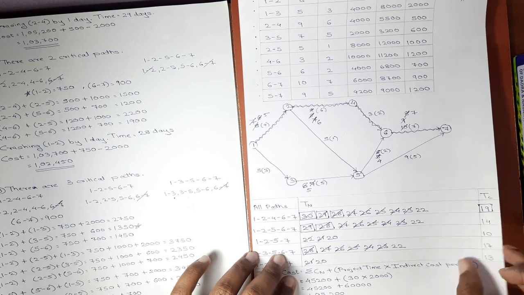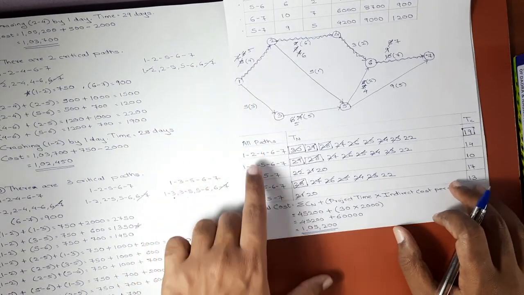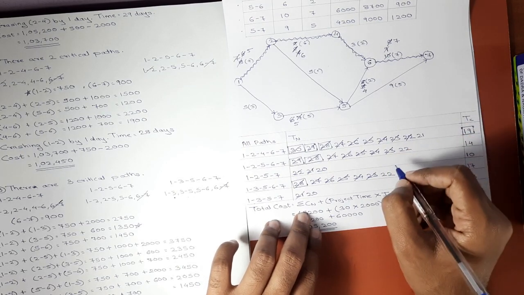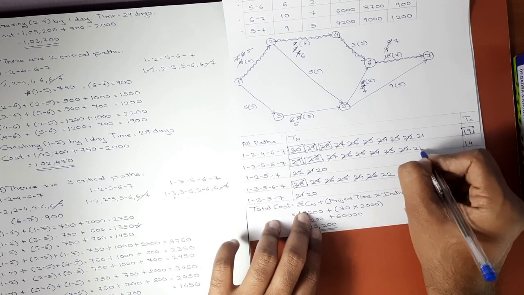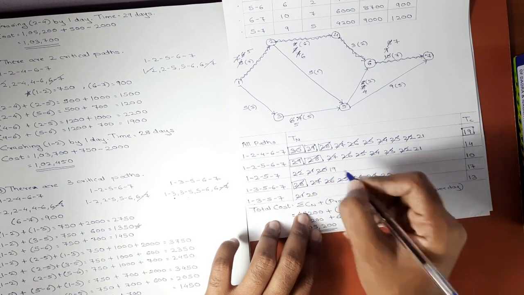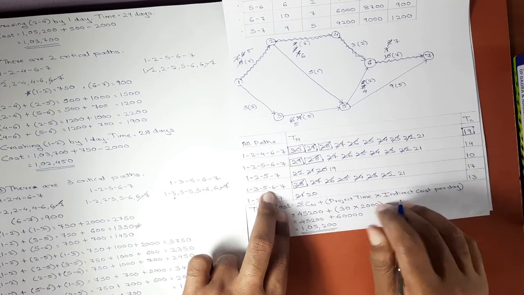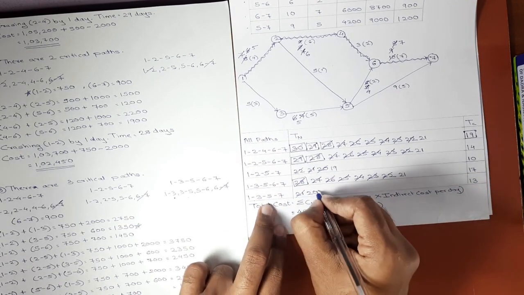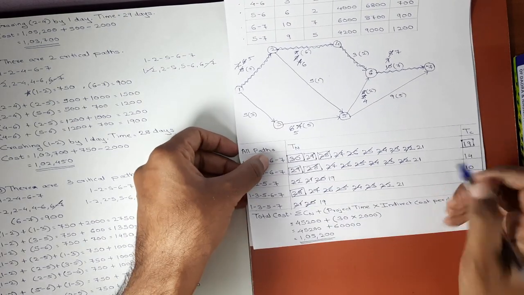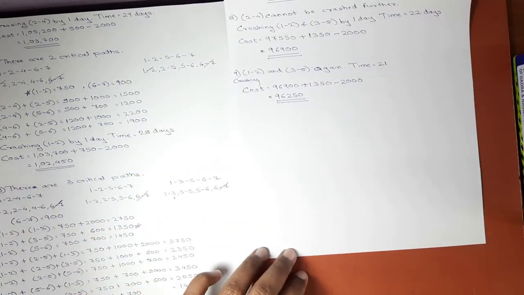Okay. Now if you update the table, again 1 2 comes in first path, 1 2 also comes in second path, 1 2 also comes in third path, 3 5 comes in fourth path, here it will be 21. Again 3 5 comes in last path, here it will be 19. Now again critical paths are same and the duration is 21 days.